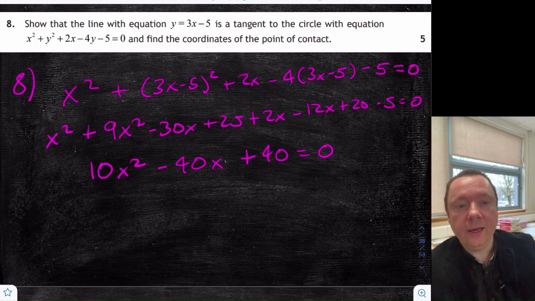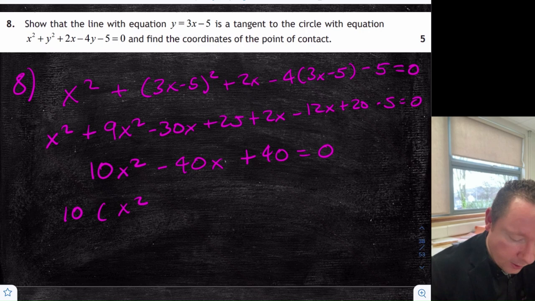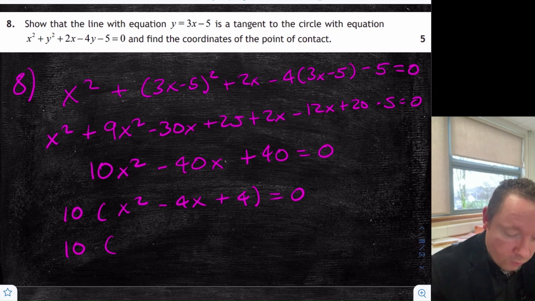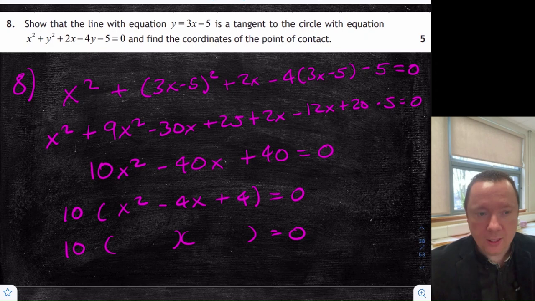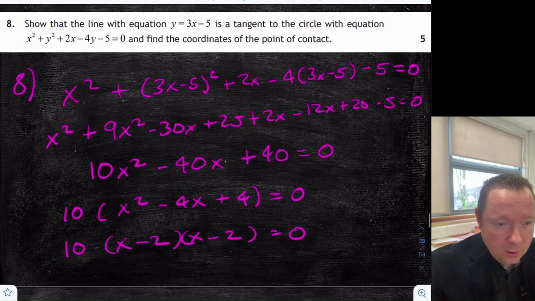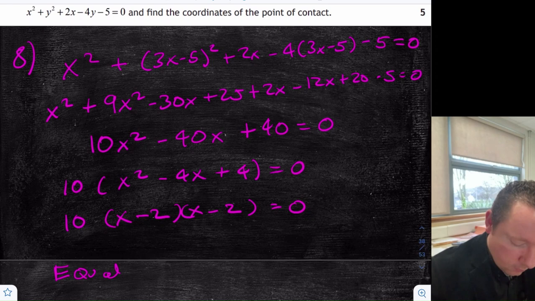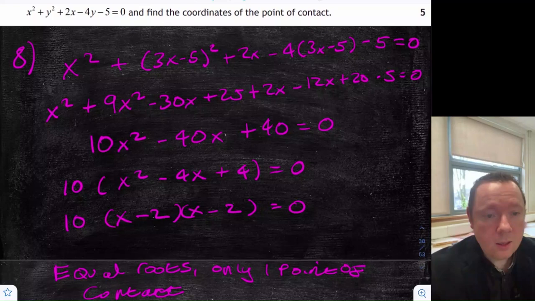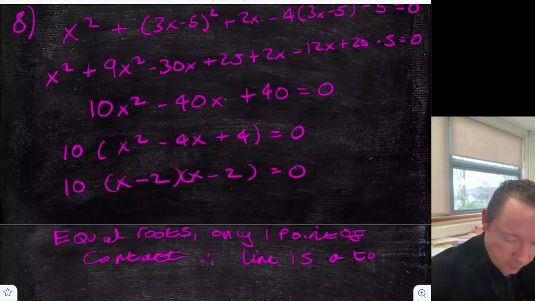So we can solve that by taking 10 out as a common factor to get x squared minus 4x plus 4 equals 0. And then let's solve it. Now we're looking, if it's a tangent, for only one solution, because it only touches it at one point. So this should be equal roots. So let's check (x - 2)(x - 2). Two twos is four, so minus 2 minus 2 is minus 4. So we can say that it's got equal roots. So only one point of contact. Therefore, the line is a tangent to the circle.